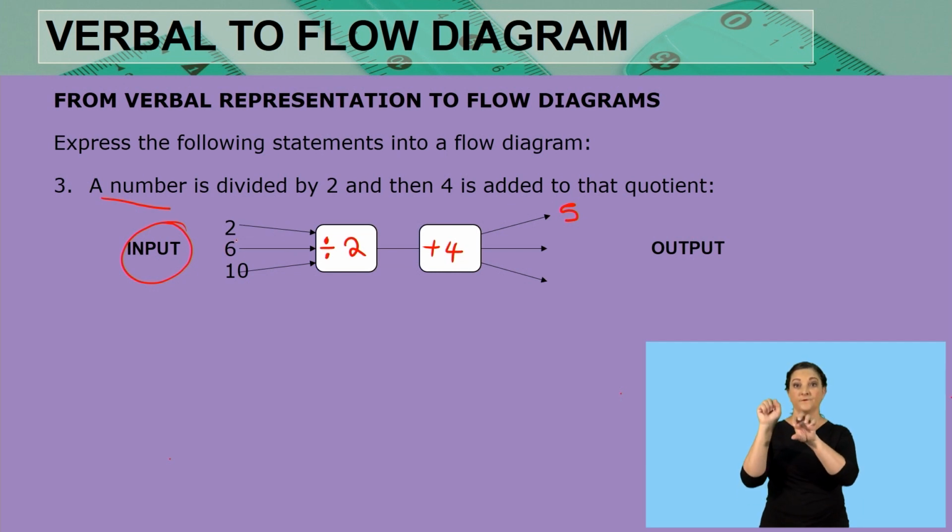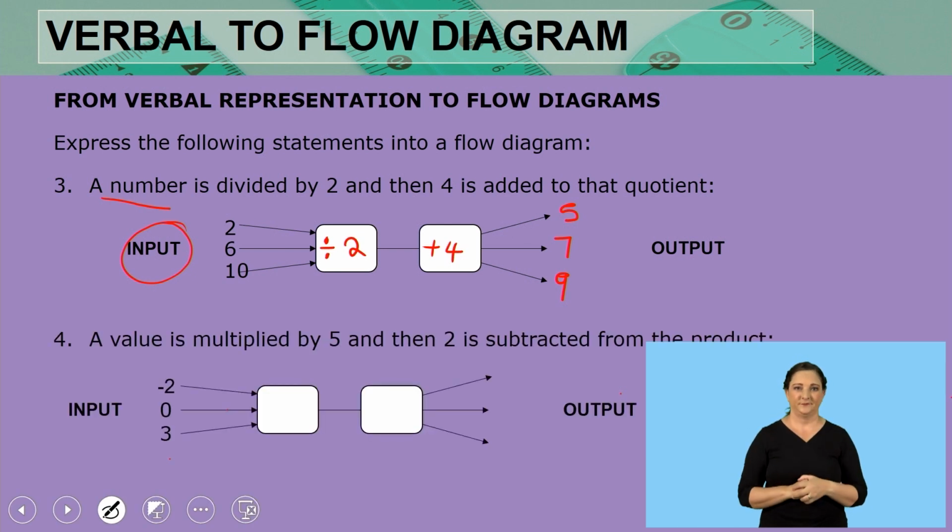What about 6? 6 divided by 2, that is 3. When we add 4, that is going to give us a 7. And then 10 divided by 2, that is a 5. And then when we add 4, that is going to give us a 9. So those are the output values there. Let's look at the next one.